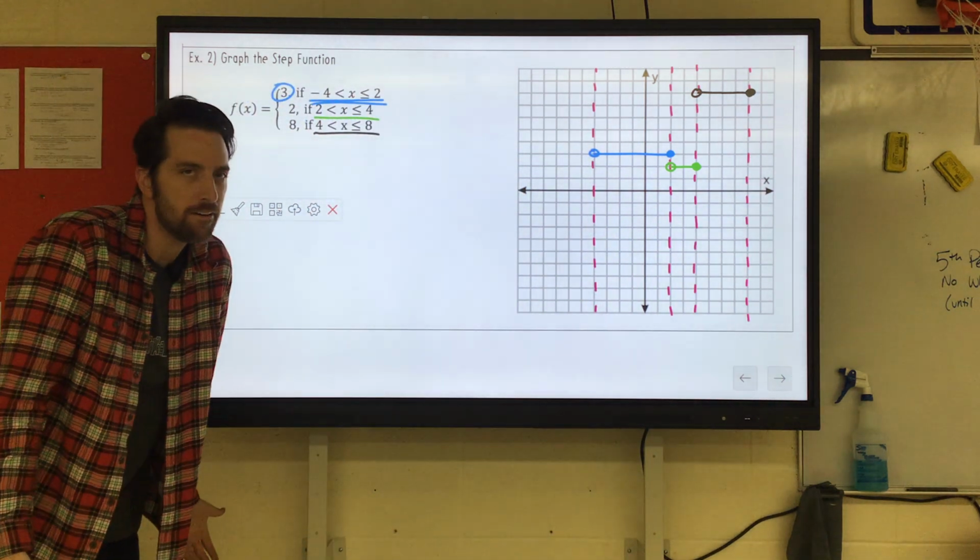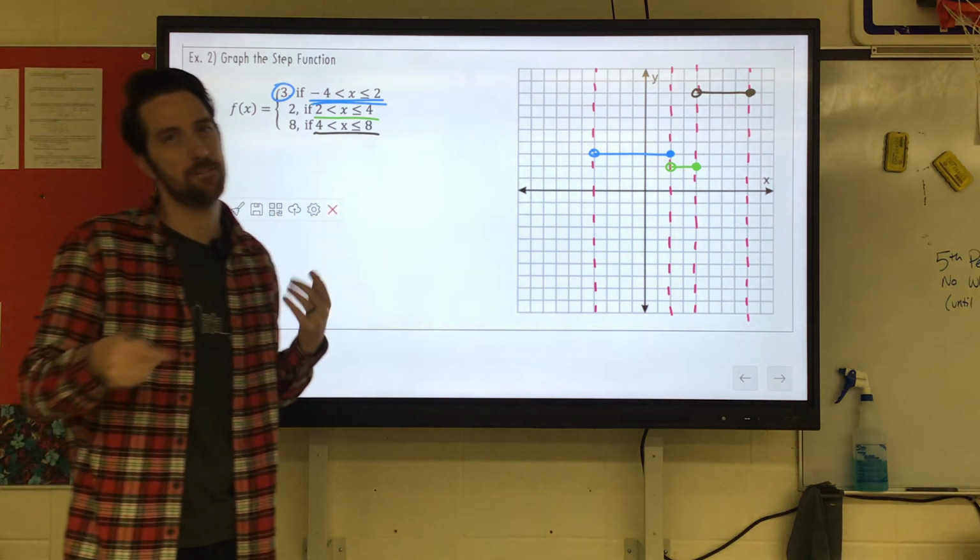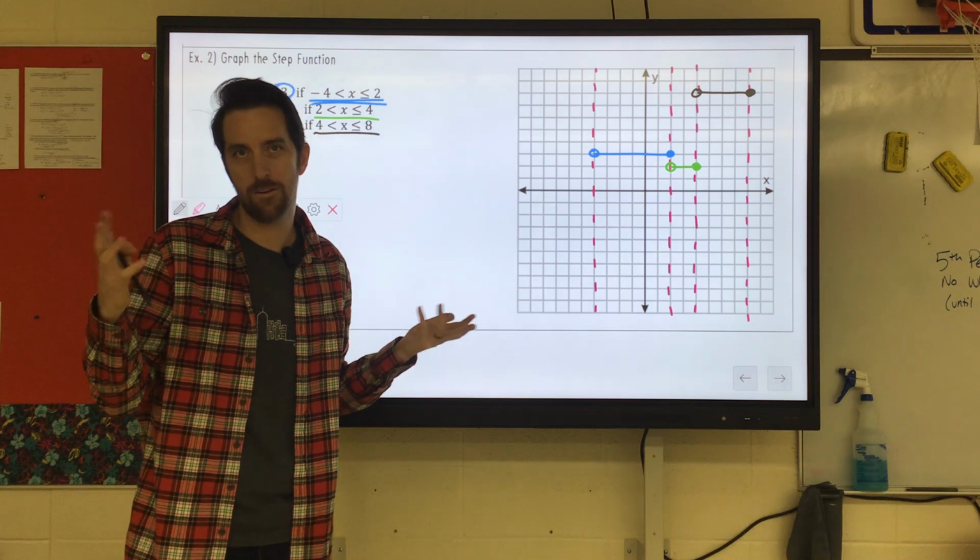Again, not too bad, right? It's flat lines at those numbers. The dots can be the toughest spot, but just fill in the dot when it's an or equal to.